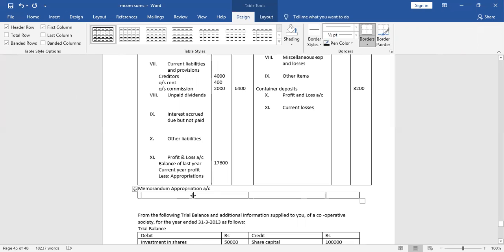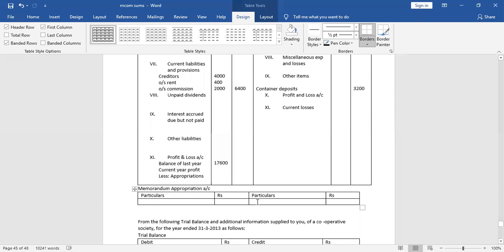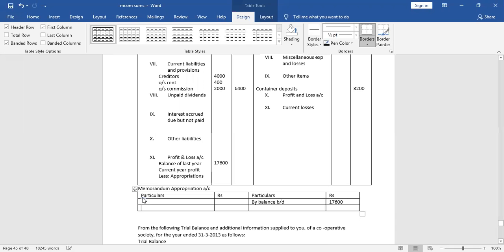Other than the current year profit, what all appropriations are there that we can do? Particulars, rupees. Firstly, write last year's profit: by balance brought down, because last year's profit is given. Here only 17,600 is last year's profit. Now what all has to be done here?